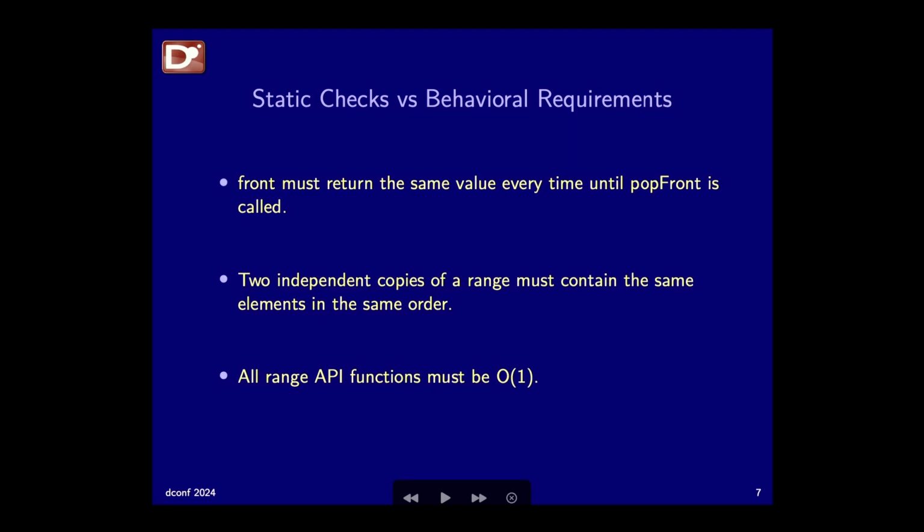Similarly, if you're dealing with independent copies of the range, so you call save, the result is required to be a range with the same elements in the same order so that you can iterate through either one and get the same stuff. Can't be different.